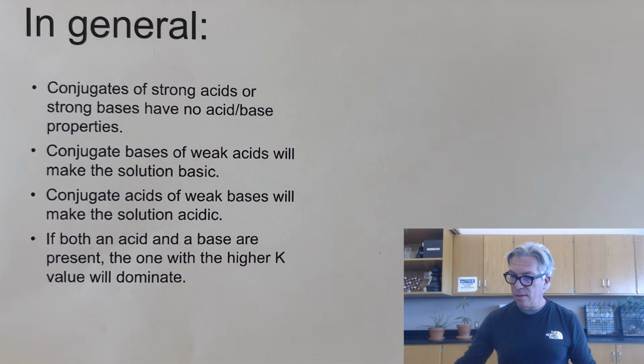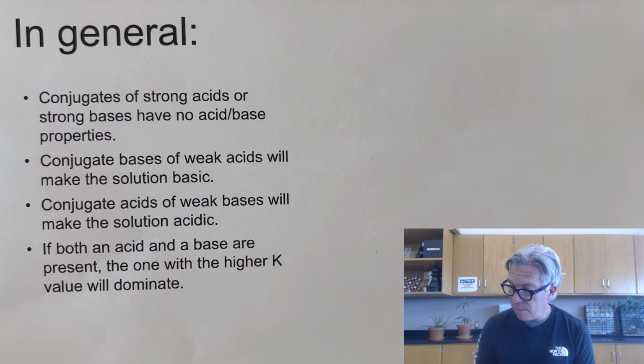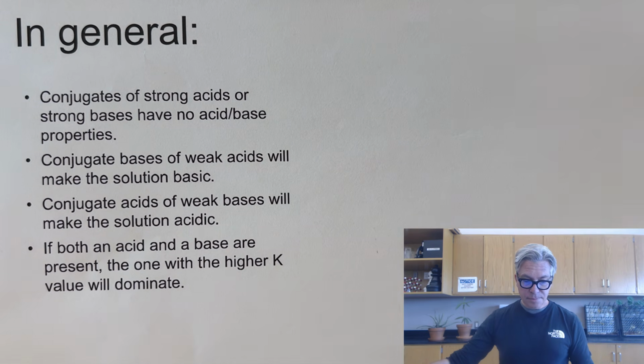So in summary, if you want to pause the video and write these down, conjugates of strong acids or strong bases have no acid-base properties. Conjugate bases of weak acids will make the solution basic. Conjugate acids of weak bases will make the solution acidic, opposites. And if both an acid and a base are present, the one with the higher K value will dominate. You probably won't see that, but just wanted to throw that in there.